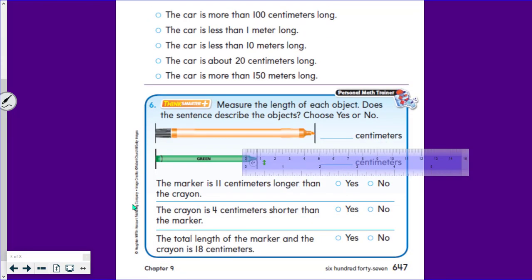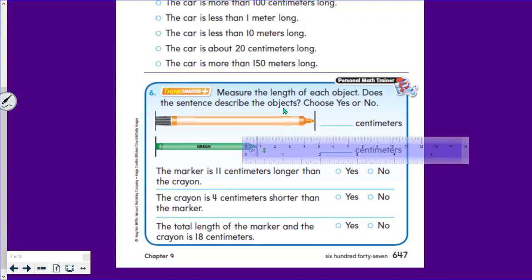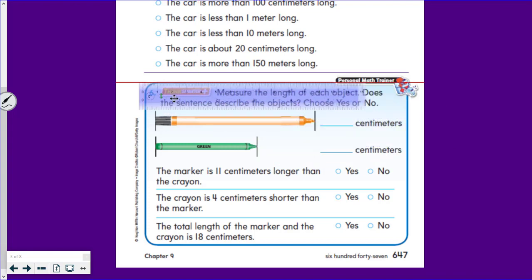Okay, let's continue to the Think Smarter problem. Measure the length of each object. Does the sentence describe the objects? Choose yes or no. So you're going to measure the marker and the crayon. Move that out of the way. You write what they measure to here. Then after you measure them, you need to answer these questions. So why don't you pause your video and measure the marker and the crayon, write your answers, and then I'll read these questions to you.